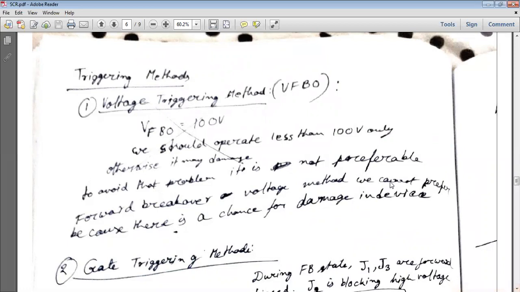One is the voltage triggering method, that is forward breakover voltage, that we have already stated. After continuous application of anode to cathode voltage, and after a certain voltage, after forward breakover voltage, it comes to conduction, it starts conducting. But the thing is, there is a chance to damage the device.